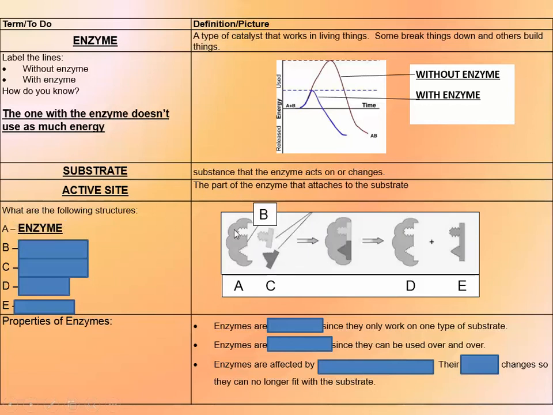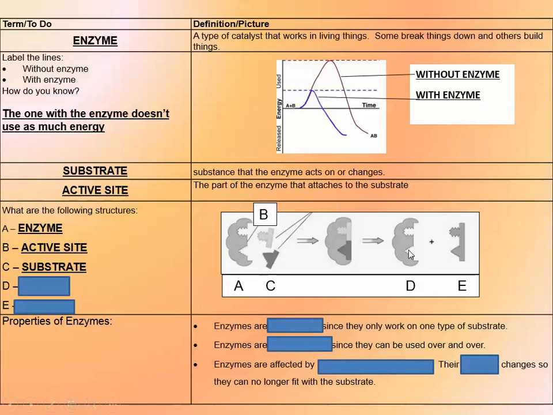So this A, structure A right here, will be the whole structure, will be the enzyme. Now this whole little cutout right here is going to be the active site, right? B is this active site. That's where these substrate molecules are going to bind. Now notice these substrate molecules fit perfectly into this one active site of the enzyme.